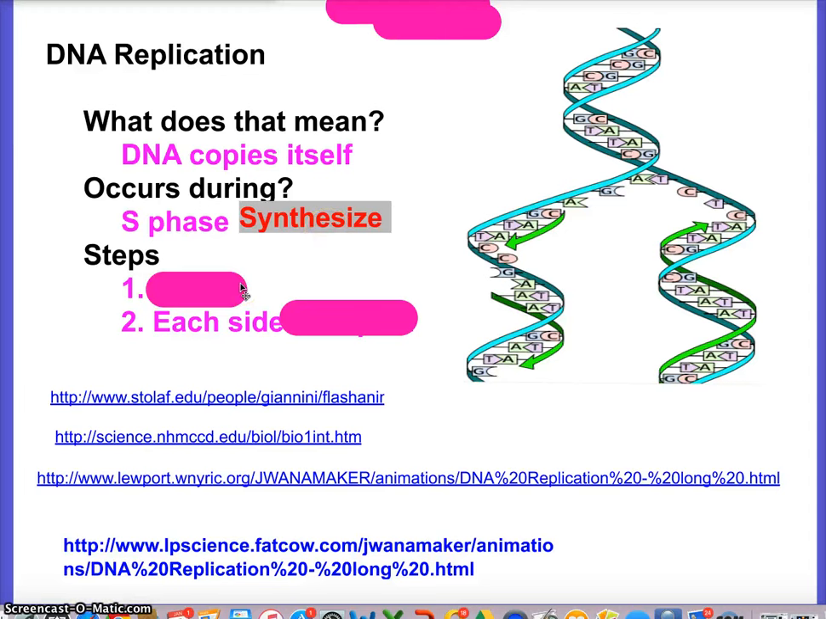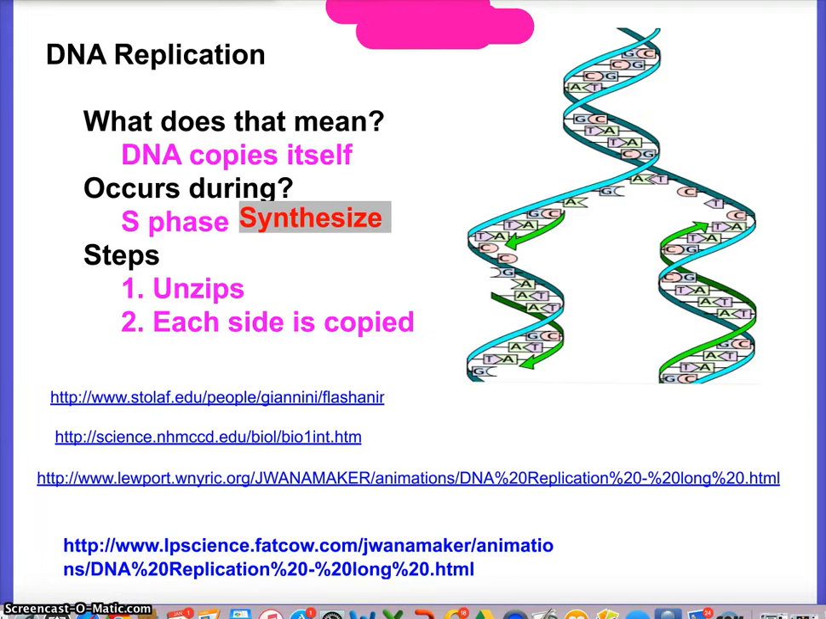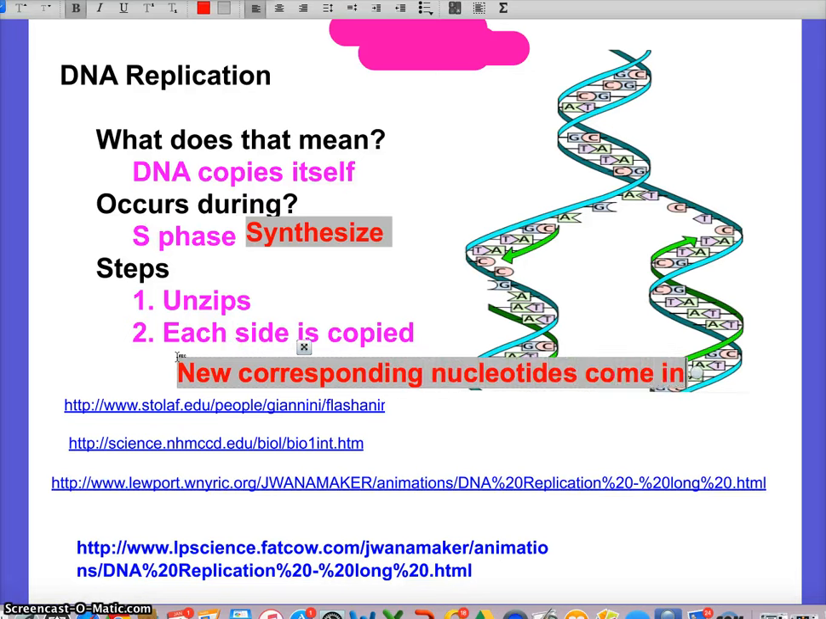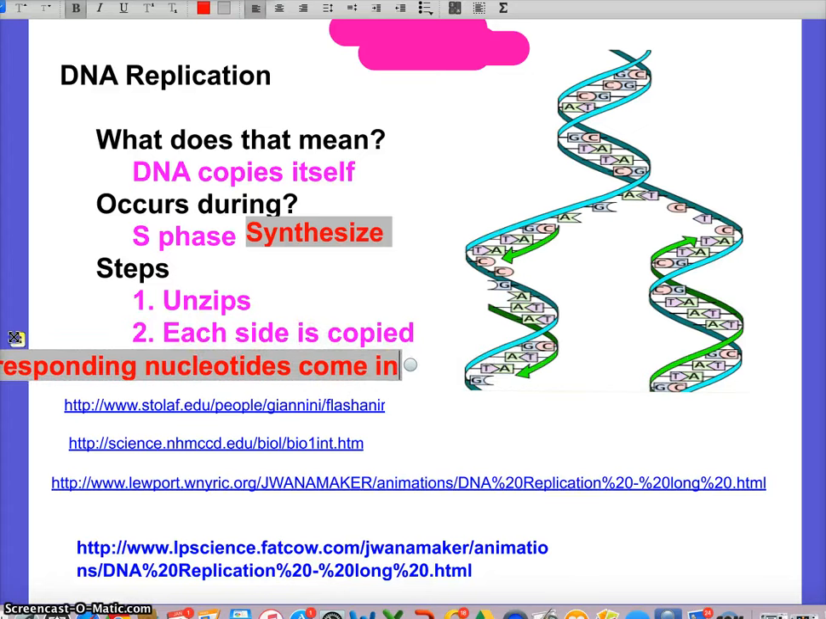So in order for replication to occur, this is what happens. DNA unzips. You see it right here. This should have been a full strand, and it's in blue. So that's the original strand. It unzips, and then each side is copied. But really what happens, and let's put that in parentheses, is new corresponding nucleotides come in. What do you think I mean by that? You have to match it, so like the G has to get a C. Correct. So if you split the molecule, and here's a G, so on this side was C, and DNA unzipped, on this side a C is going to come, and on this side the G is going to come. And I'm going to show you an animation now.